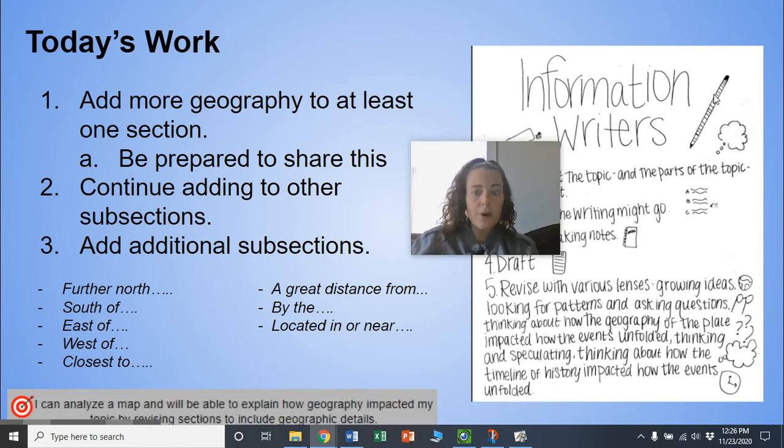You might say further north, south of, east of, west of, close to, closest to, a great distance from, by the or near the, or located in or near. So go into your paper and find an area where you could do this. You might need to look up a map to get more detail about this, but I want to see specific geography references in at least one section of your paper by the end of today.